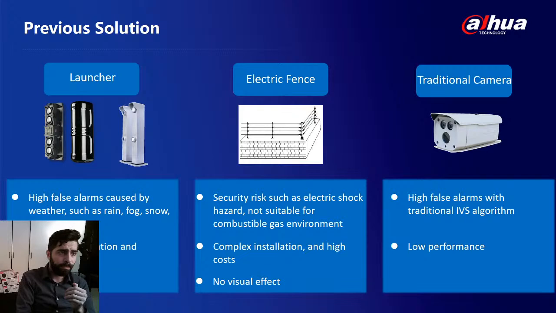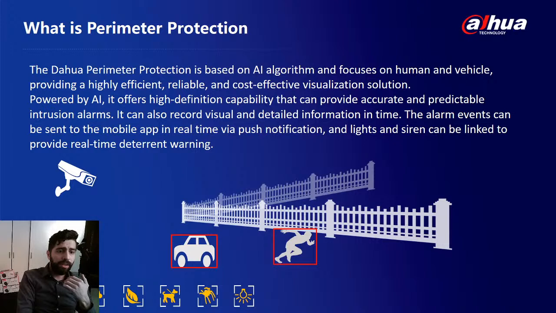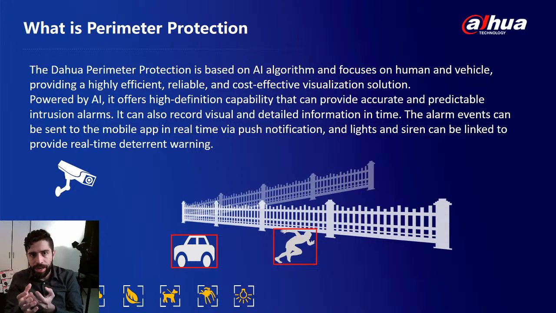So for the solution benefit, what is perimeter protection? The Dahwa perimeter protection is based on an AI algorithm, so it can focus on human and vehicle only, providing a highly efficient, reliable and cost effective visualization solution. It works by AI and offers high definition capability that can provide accurate and predictable intrusion alarms. It also has alarm filtration for rain, leaves moving, animals, insects and lights.